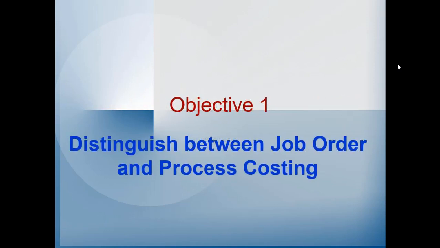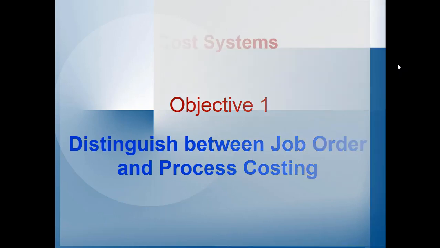The first learning objective, the first thing we want to be able to do, is to distinguish between this job order cost accounting, what we're going to spend the rest of this chapter talking about, and something called process costing. And process costing is what we'll spend Chapter 20 talking about in its entirety.